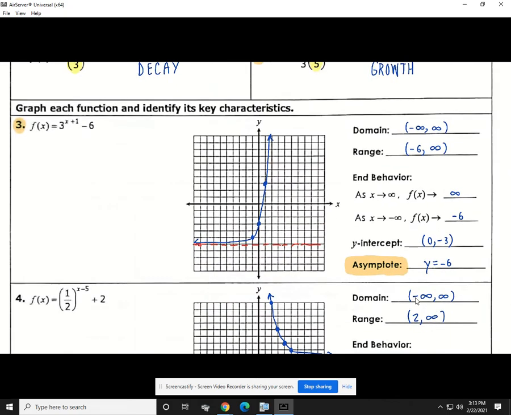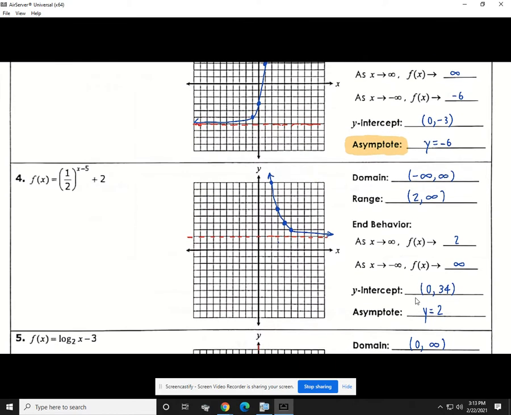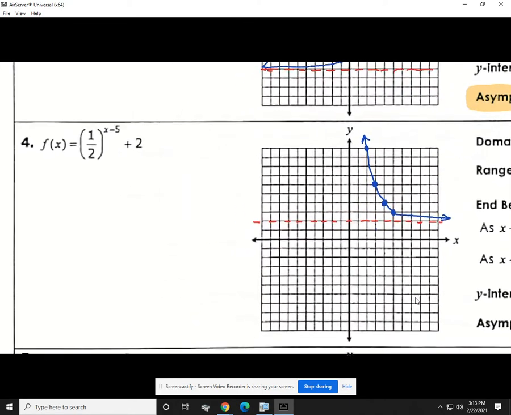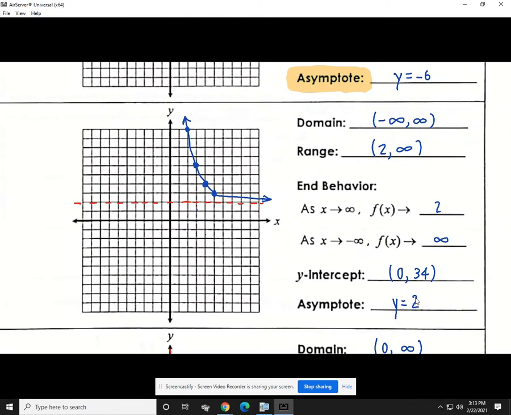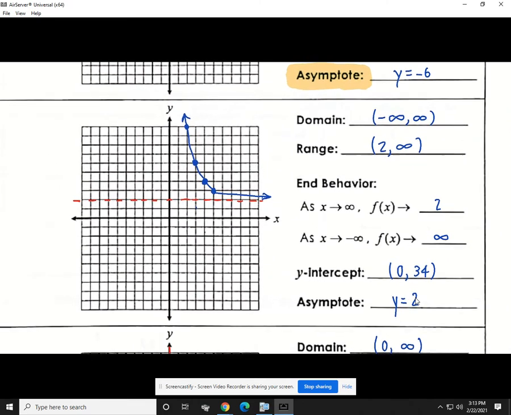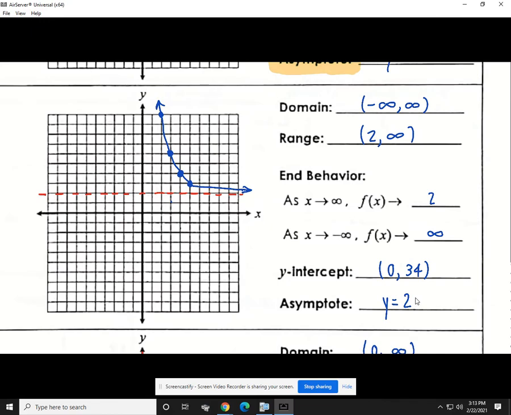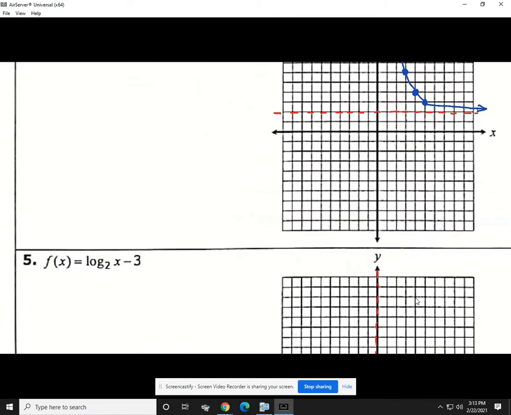All right, so let's go on down here. Here's number 4. Again, it's another exponential graph. Here are the points and all of the information. I don't have it marked specifically because the one that's on the test looks more like the one above it that we just did together. So pause this if you need, but there's the answers for that problem.